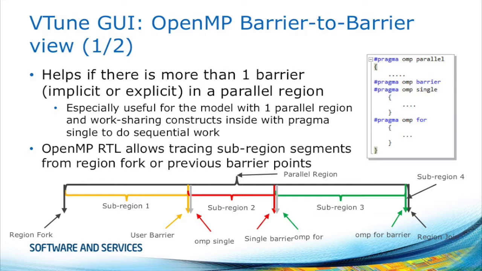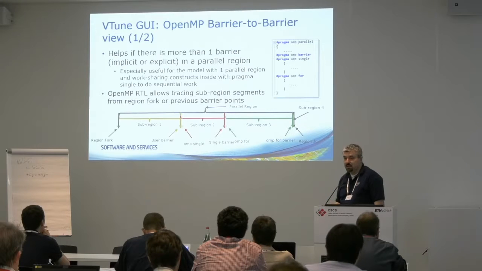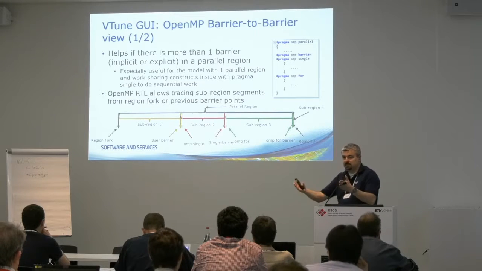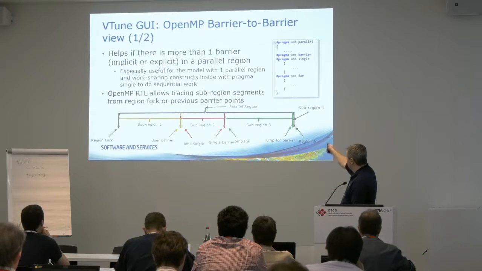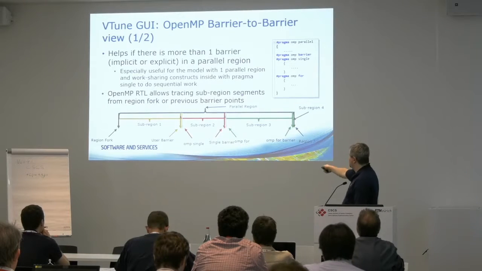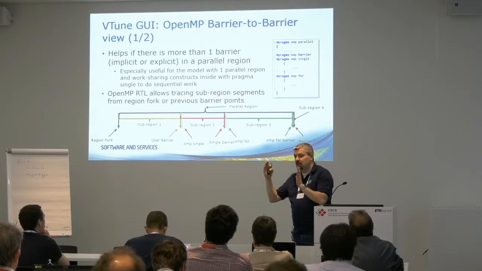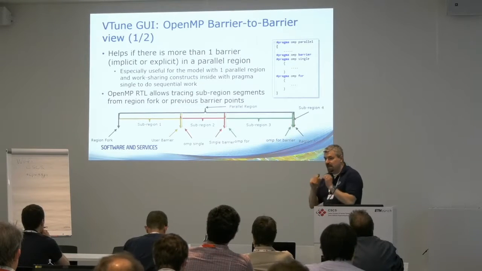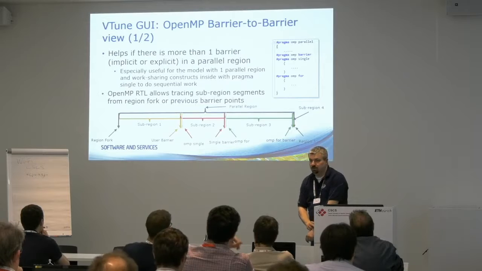Right? And what VTune allows you to do is it understands so-called subregions. And a subregion is from one barrier to the next one. So here the region starts, and then the first subregion is the first user barrier, so that one. Then there's another subregion that we can call out here, that's this OpenMP single statement. Here's another barrier. And then the for, that's the next subregion. And the tool really tries to break down those individual subregions and present them to you as individual regions so that you can optimize also on the subregion level.